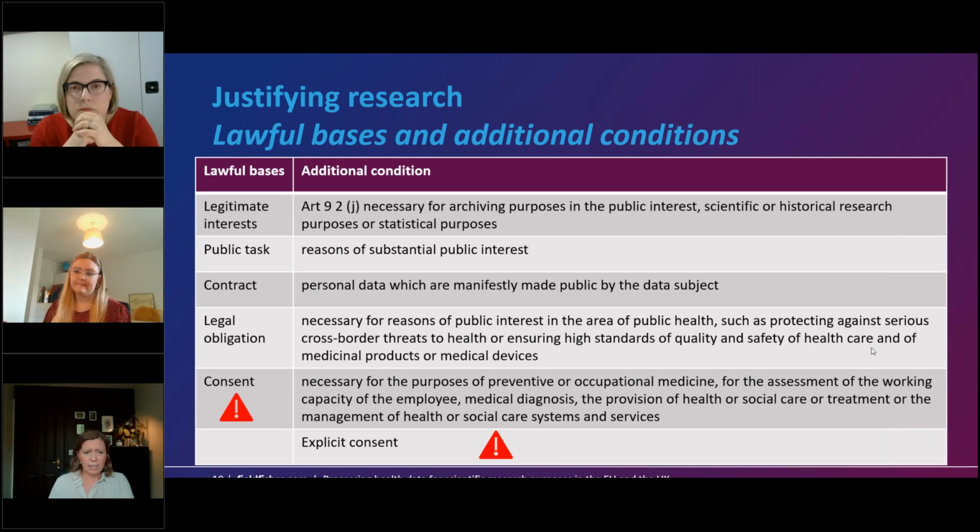And then we'll come to consent, and you can see there's a health warning there, pun intended, for consent and explicit consent as an additional condition. I'm going to deal with this problem area in more detail in a moment.